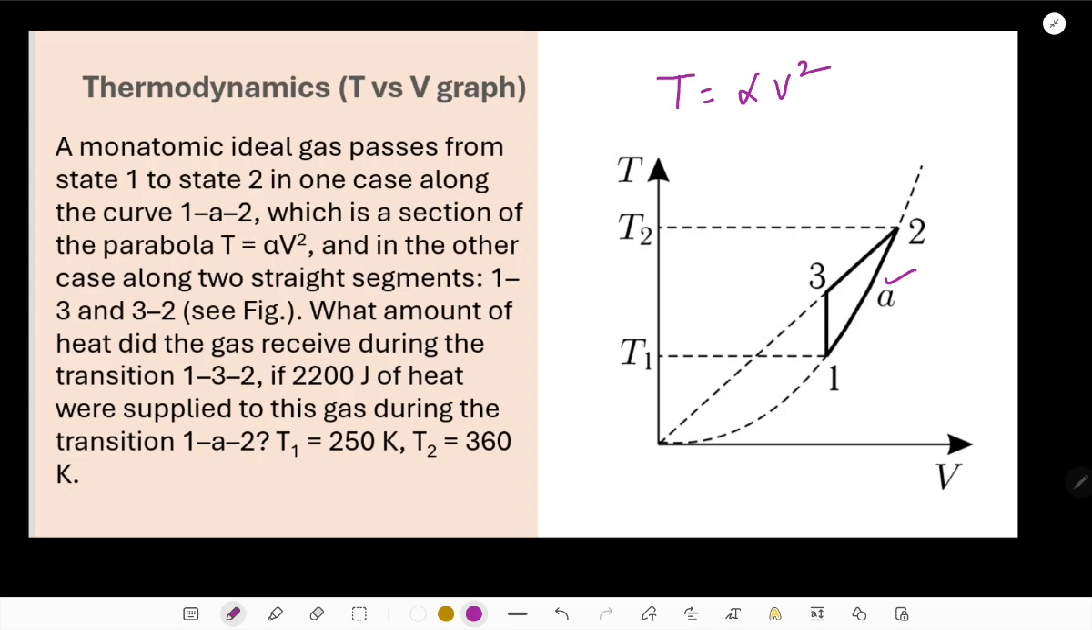And in the other case, along two straight segments, 1 to 3, which is an isochoric process. You can see volume is constant here, and 3 to 2, which is a process. We are going to determine what amount of heat the gas should receive during the transition 1 to 3 to 2, if 2200 joule of heat were supplied to this gas during the transition from 1 to 2 through A, and temperature T1 is given, that is 250 Kelvin, and T2 is 360 Kelvin.